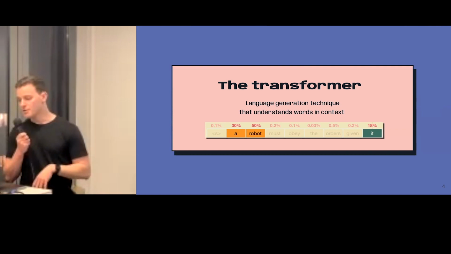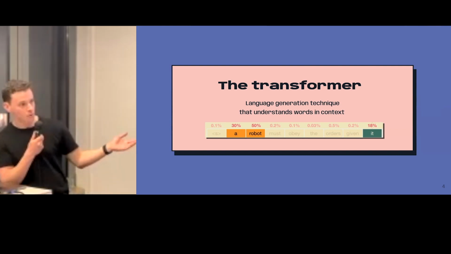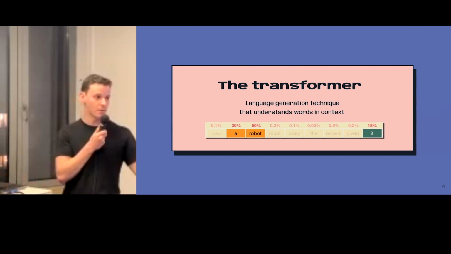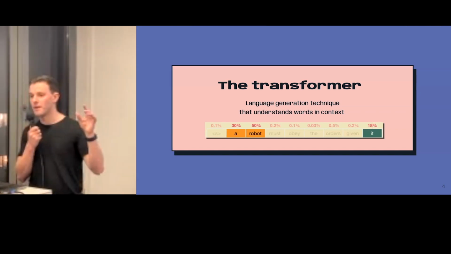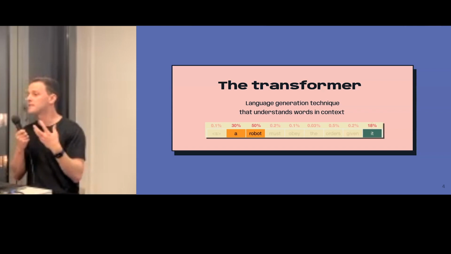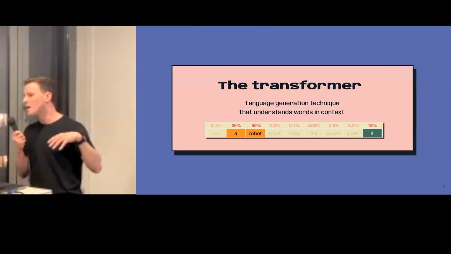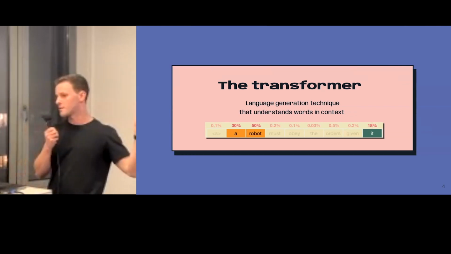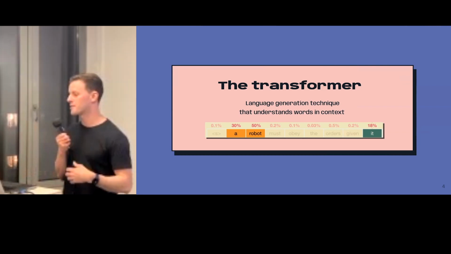So in this context, it understands that in this sentence, a robot must obey the orders given it, the two words "a robot" are the most important. That shows that it understands that "it" refers to a robot. It understands the subject of the sentence. Now, this is a very simplified example. In our case, the transformer looks back at 2048 words before, so that's like multiple pages of context, in order to predict the next word.